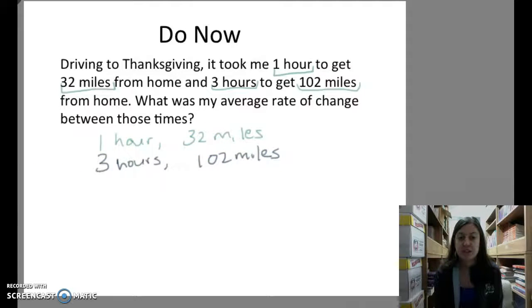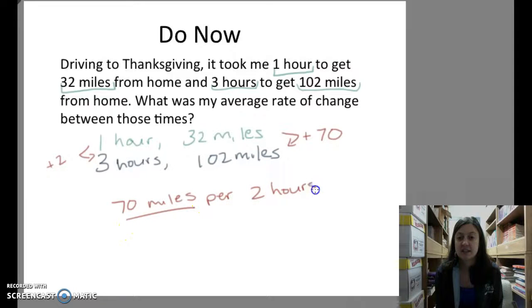So the first thing we might want to do is figure out how many hours. So that went up by 2 hours. And over here, this goes up by 70 miles. So you have 70 miles per 2 hours. And that simplifies down to 35 divided by 1 hour, right? If we take that, that's 35 miles per hour.